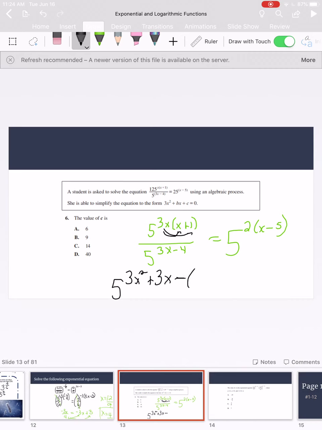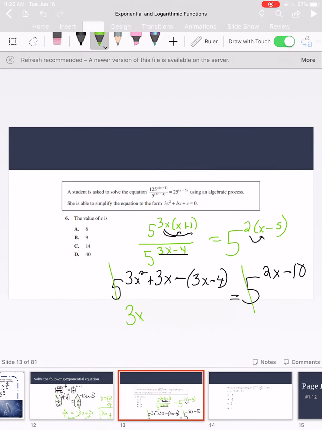Minus, and I have so many kids make this mistake, put the denominator in brackets or else you will forget to distribute that negative. And that negative applies to every single term in that denominator, not just the first term. So 2 times x is 2x minus 10. Now the left and the right look the same. I can cancel those bases out. And from here, I'm going to distribute that negative and then collect like terms.